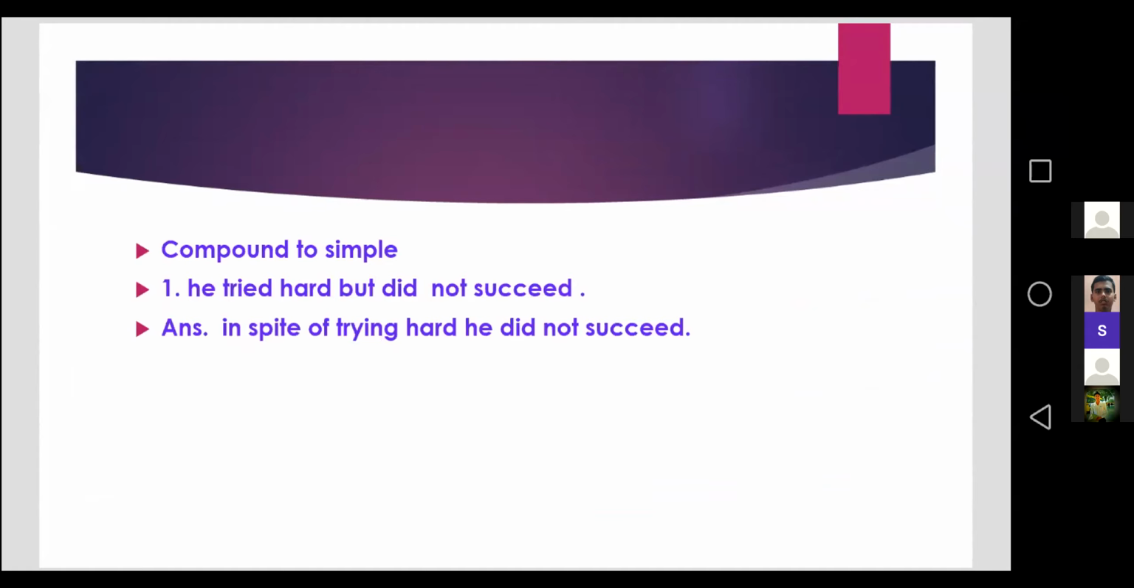So one independent clause is he tried hard. Second is he did not succeed. You have to club them into one. So how do you club them? You use a contrasting word, that is, in spite of trying hard, he did not succeed. Okay? Yes, students, is this clear? Yes, ma'am. All right, good.